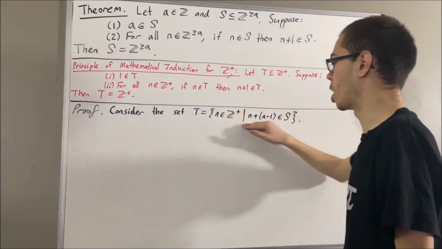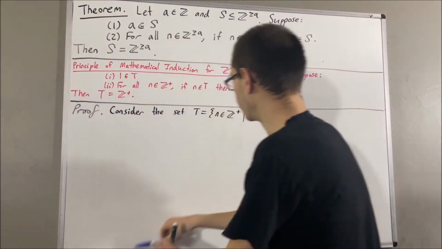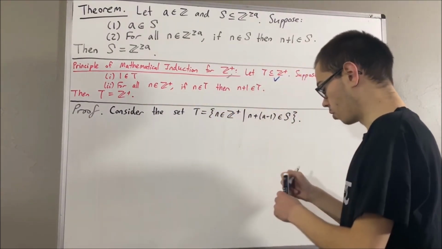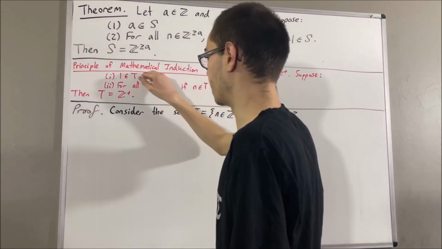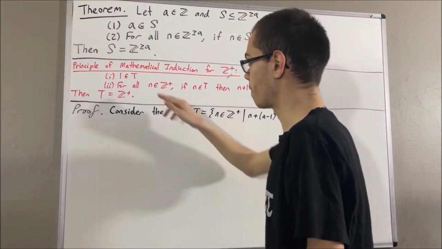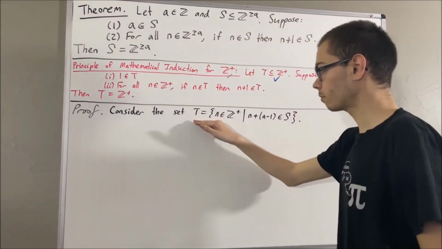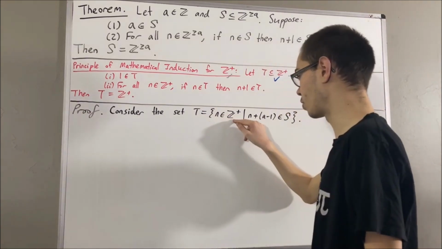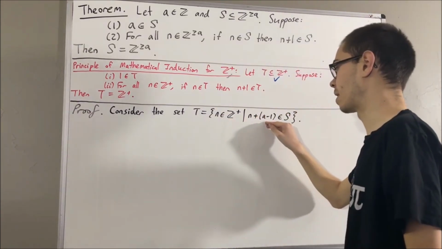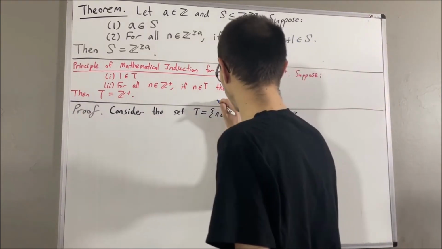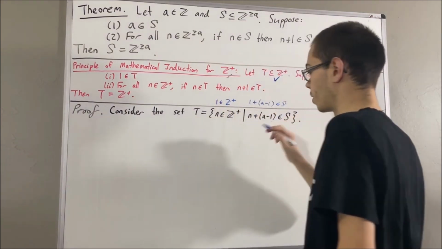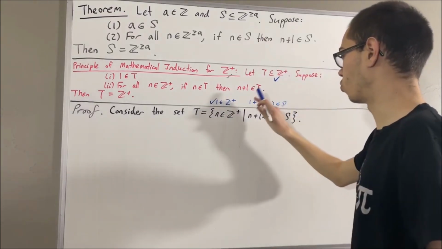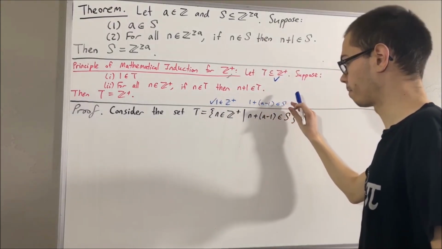Now, by definition of our set T, we see immediately that T is a subset of the positive integers. So all we have to do is verify these two conditions. Let's first verify that 1 is an element of T. For 1 to be an element of T, we need 1 to be a positive integer, and we need 1 plus a minus 1 to be an element of S. Now certainly, we know that 1 is a positive integer, so all that's left to show is that 1 plus a minus 1 is an element of S.